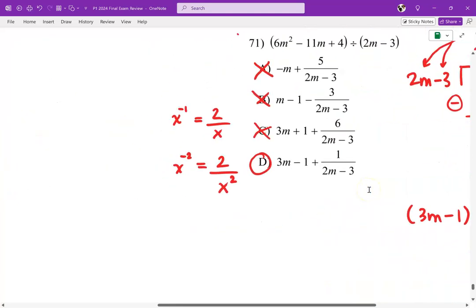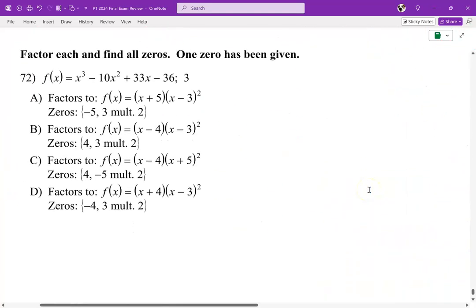72. All right, 72 says factor each and find all the zeros. One zero has been given. So they told me that I have this function, x cubed minus 10x squared plus 33x minus 36, and they say one of the answers is 3. So what we're going to do is basically synthetic division. Remember, they told me to use the answer of 3. They're not saying we have a couple different things and you have to figure out their factors. No, we're using the number 3.